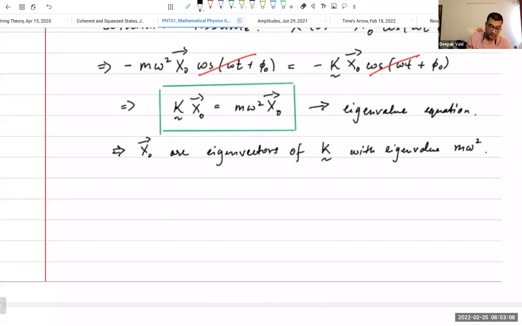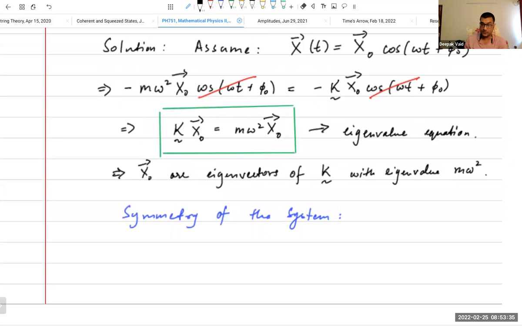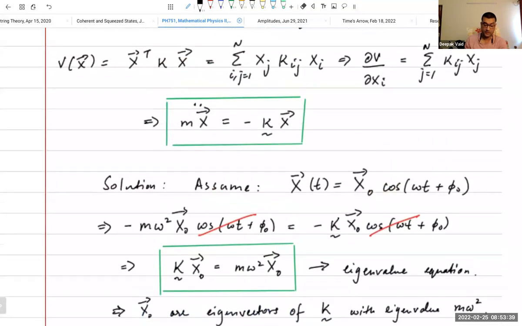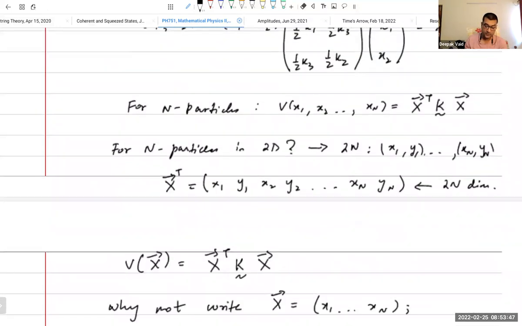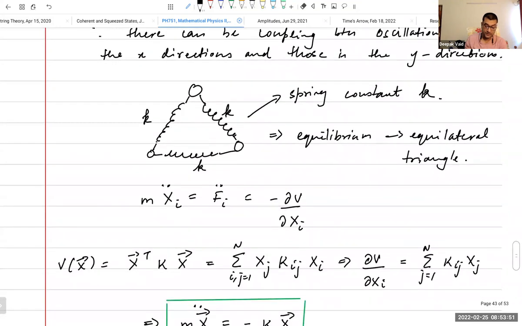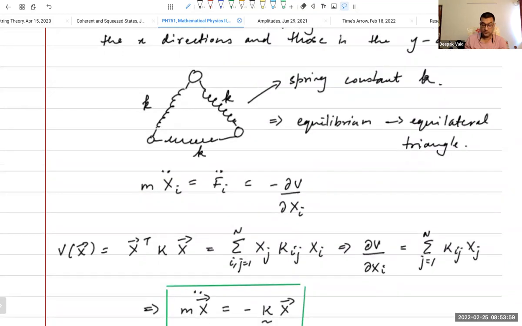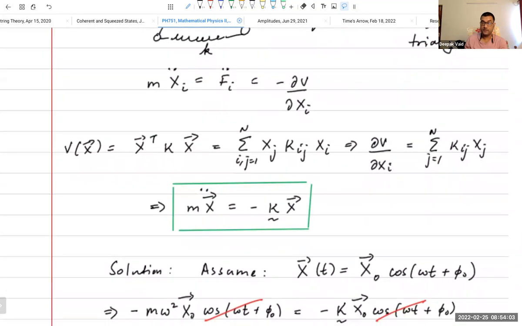So the reasoning is as follows. What if you have some symmetry, right? So what is the symmetry of the system? It has to be a symmetry of the dynamics, not just of the kinematics. What is the kinematics? The kinematics is simply the equilibrium configuration. And what is the dynamics? The dynamics is the equation of motion. Right. So this is the dynamics. So the symmetry in question should be a symmetry of the dynamics.